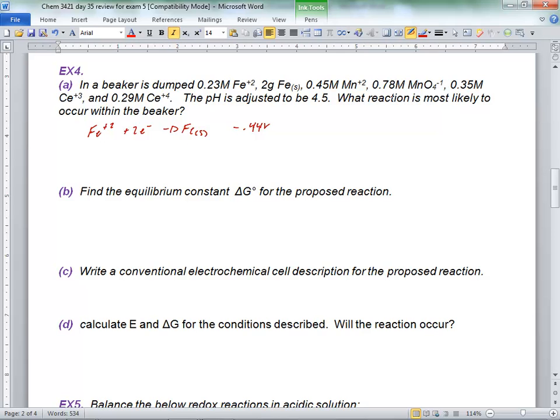Manganese plus 2. Manganese plus 2. Yeah, you're going to have to write down all 3. Is it 1.72?